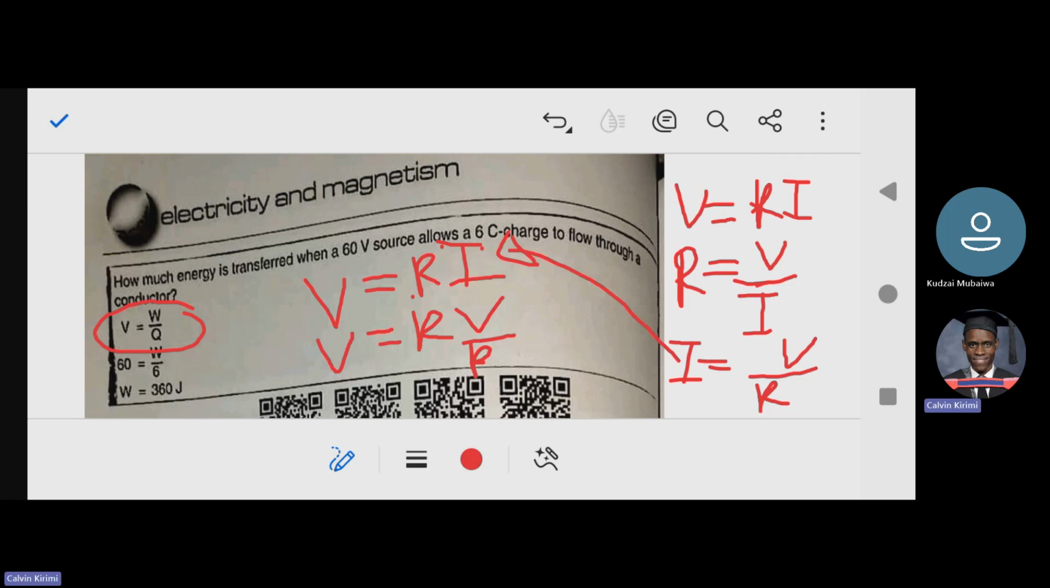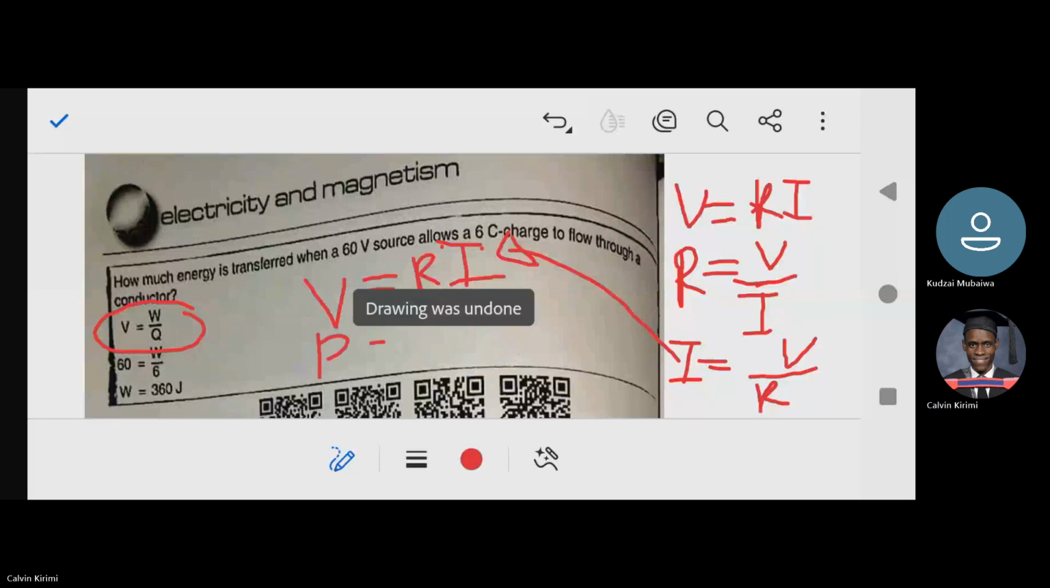Does it give you the same? There's another formula which gives us I squared R, its power. Let me check. These ones are cancelling, they just give us V is equal to V. It's not the one which I want. The one which I wanted to tell you is power.